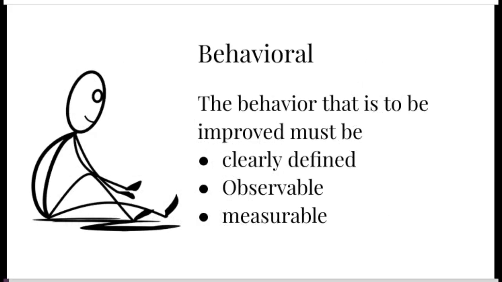ABA is behavioral. The behavior that needs to be improved must be clearly defined, observable, and must also be measurable. Hitting can be defined as any instance of George making forceful contact with another person with his hand or arm with a closed or opened fist. This does not include high fives or fist bumps.